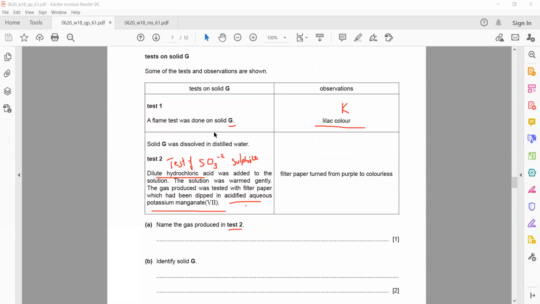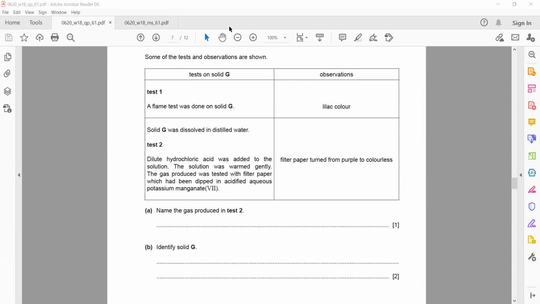The question is, name the gas produced in test 2. As you can see, when dilute hydrochloric acid is added and we warm, a gas is produced which turns acidified potassium manganate from purple to colorless. So the gas released is sulfur dioxide, and this is actually a test for the sulfite ion. For the sulfate ion we use barium chloride or barium nitrate, but for the sulfite ion, which is SO3, we add hydrochloric acid and heat. So the gas is sulfur dioxide.